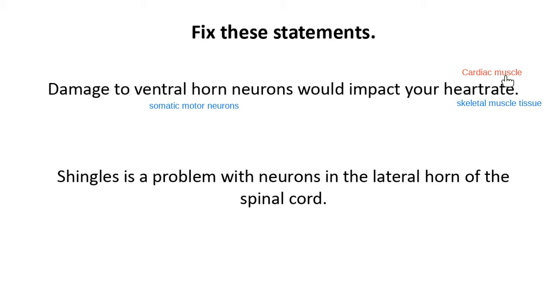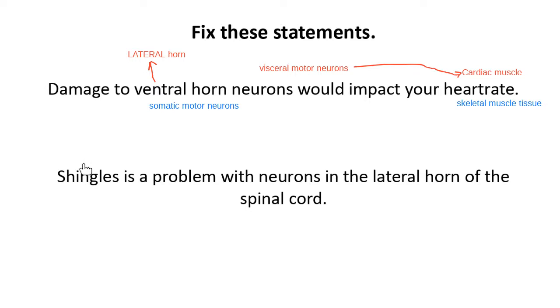Which kind of neurons control cardiac muscle? What's their name? Yeah, the neurons that control cardiac muscle are called visceral motor neurons. Visceral motor neurons control cardiac muscle tissue. Tell me again, which horn do visceral motor neurons live in? Yeah, those are the neurons that live in the lateral horn.